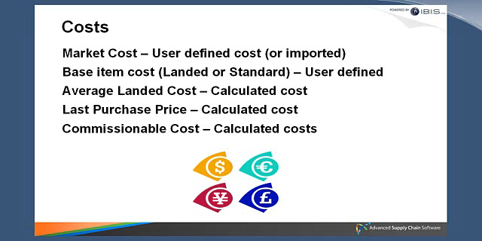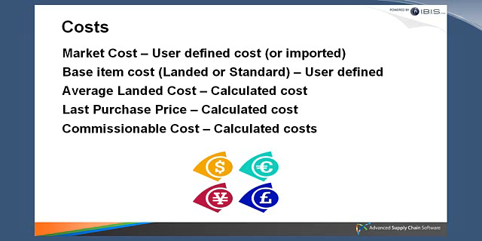Or you have the base item cost. This is the inventory cost that you have in AX. It can be represented either as a landed cost or a standard cost, depending on your methodology. We do capture something we call the average landed cost, and there's a lot of functionality we've added to the system on how you capture that.